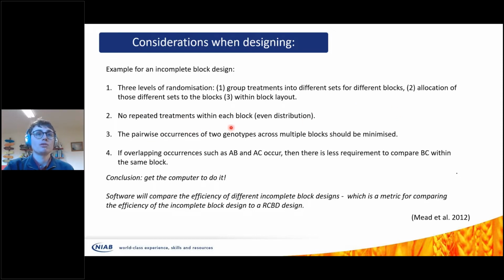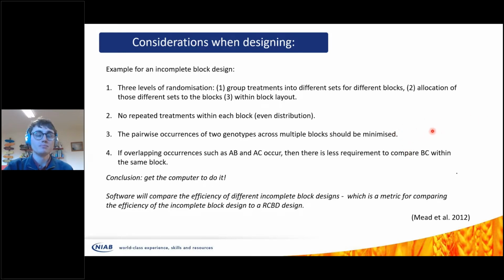No repeated treatments within each block. It's better to keep an even distribution as much as possible. The pairwise occurrence of 2 genotypes across multiple blocks should be minimized, and that's really important because it might seem like an overcomplication, but if you have a tall genotype and a short genotype, you don't want them always to be next to each other in the trial, because the tall genotype would always shadow the small genotype, and you'd end up with a confounding effect due to the height difference.